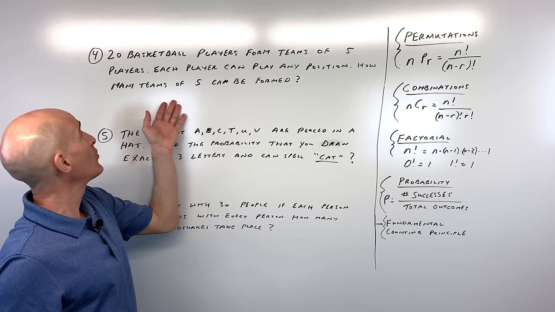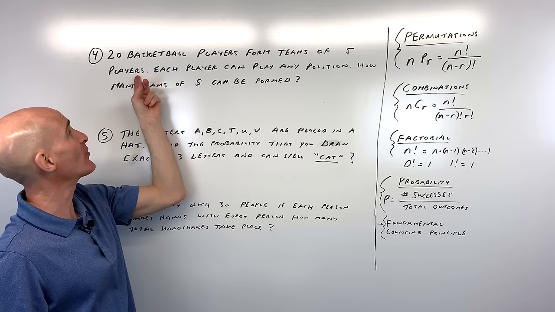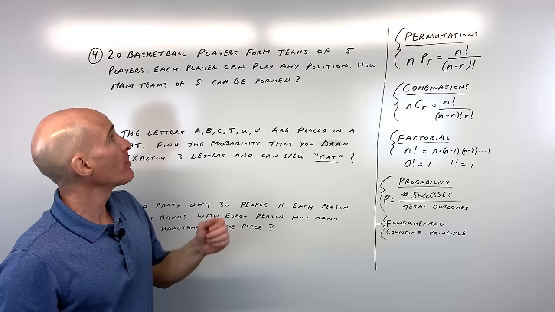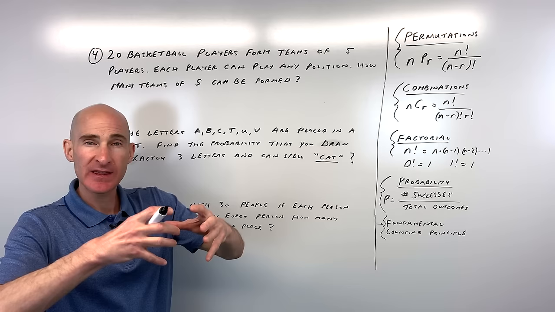We've got 20 basketball players forming teams of 5 players in each team, right? Each player can play any position. How many teams of 5 can be formed? So what do you think for this one? When you form these teams of 5 people, does the order matter? Well, in this case, because every player can play every other position, the order doesn't really matter. We're just looking at that particular group of 5 people. So when the order doesn't matter, we're thinking combinations, okay?